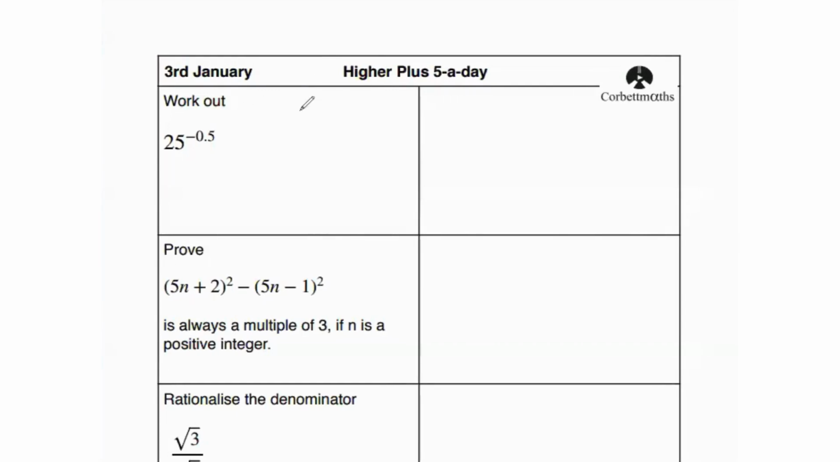First question says work out 25 to the power of negative 0.5. So first, let's rewrite this in positive power. That's going to be 1 over 25 to the power of 0.5, which can be rewritten as 1 over square root of 25, which is basically 1 over 5.